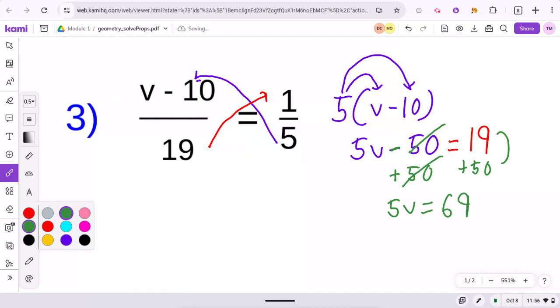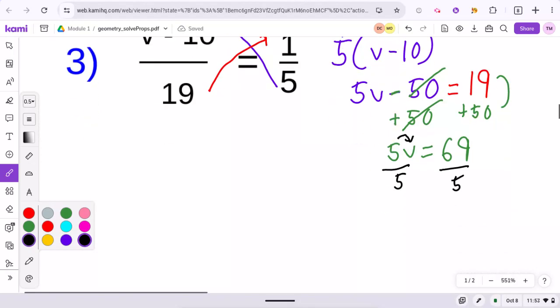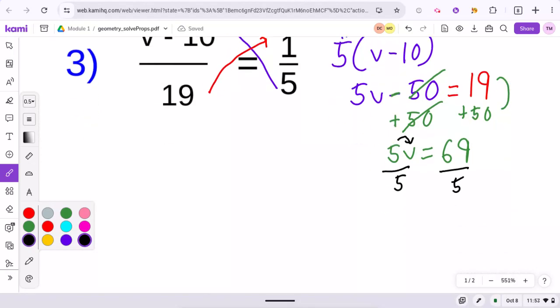Then from there, you want to solve for v. You have 5v, 5 times v. So divide by 5 on both sides. Divide by 5 and divide by 5. So put 69 divided by 5. And you should get 13.8. Remember, these 5's on the left would cancel. That's why you're left with v equaling the division of those two numbers.